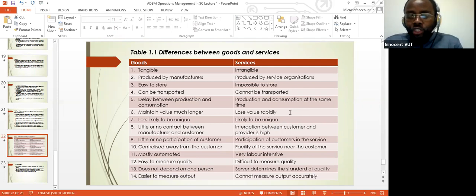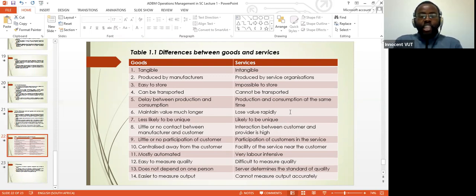And then interaction between customer and provider is high when it's under services. The one who is providing the service and the customer, there will be interaction. As I'm providing a service to you, I might be responding to your questions, I might be asking you questions, you might be giving me answers, discussing, doing all those things. So we are interacting. The provider and the customer interact when they are services.